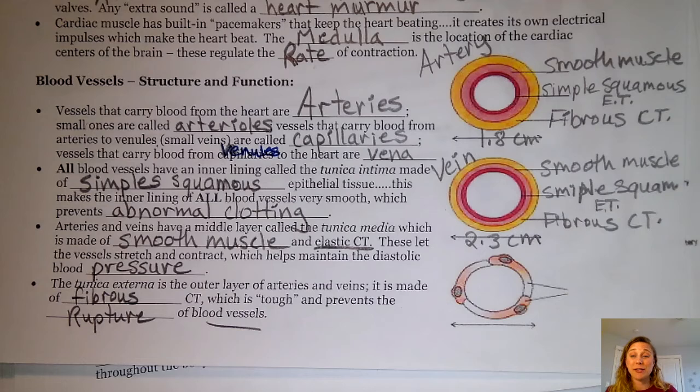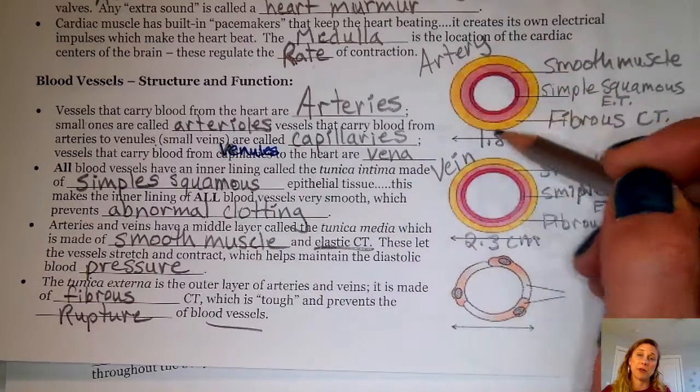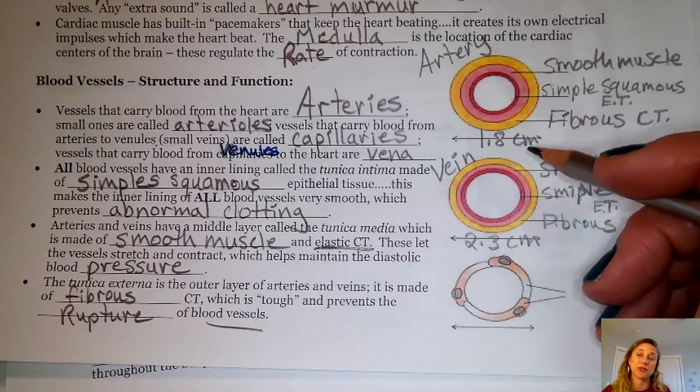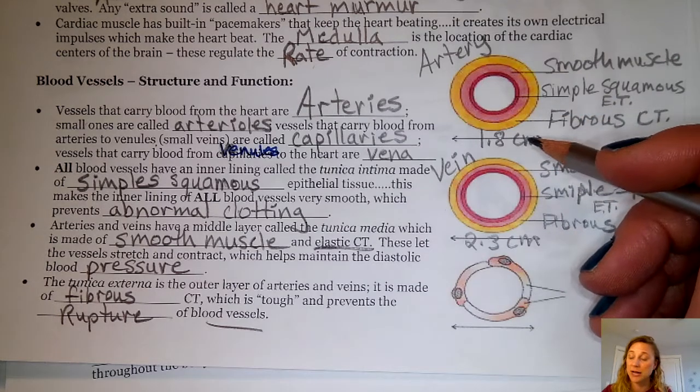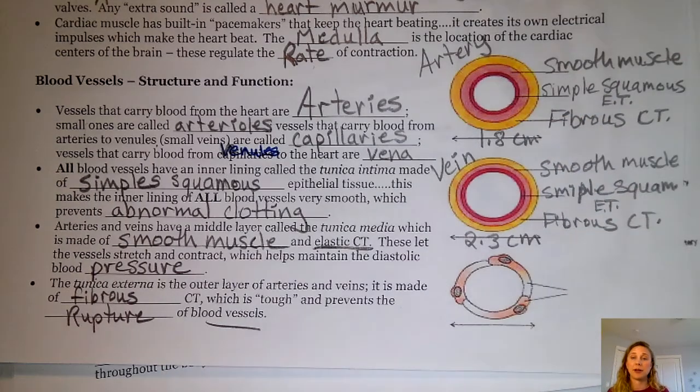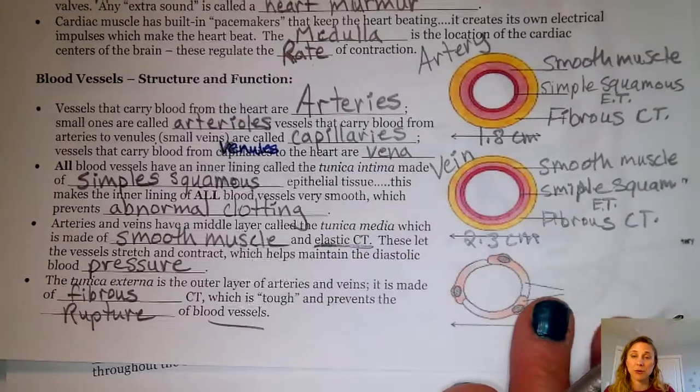And the reason why is because you need to collect as much blood as possible from the rest of the body so you can get it back to the heart and get it oxygenated. So it doesn't have as much pressure as the arteries do. So it doesn't need the helpful fibrous connective tissue because it's not as under pressure. It doesn't need as much muscle behind that.